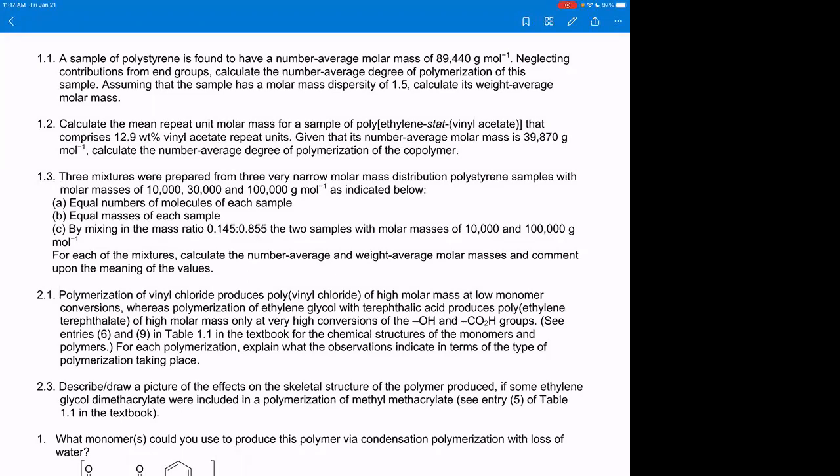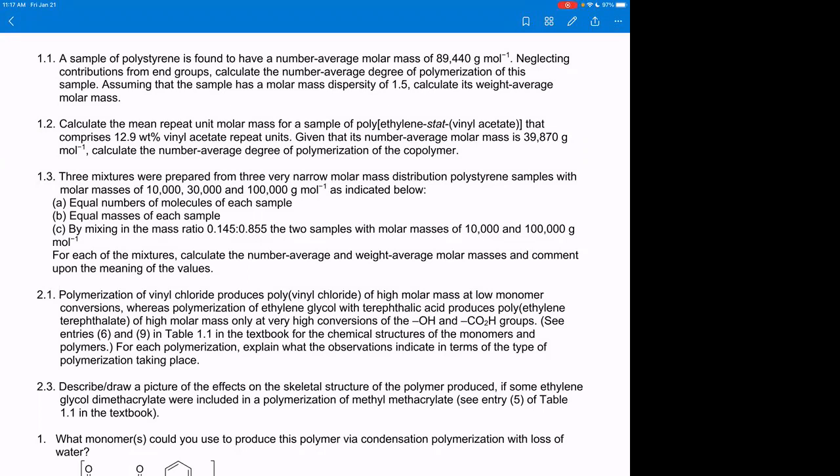Oh, what does it mean? What do the numbers mean? So you could talk about, is it closer to 10,000? Is it closer to 100,000? Is it an easy way to take an average? So just comment on what the answer is in relation to the other molecules.